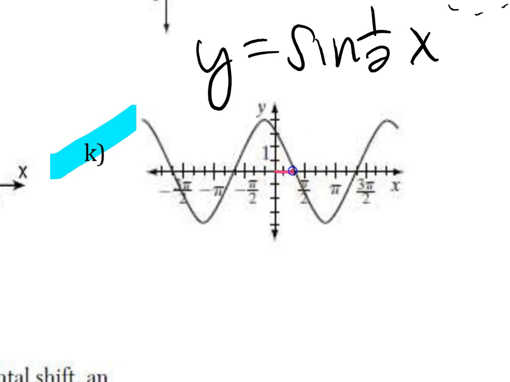Now, every 3 boxes is pi over 2, or 90 degrees, which means I would have to shift to the right 60 degrees, which is equal to pi over 3 units. Okay, my amplitude looks like it's 1, 2, 3. I'd say amplitude's 3.